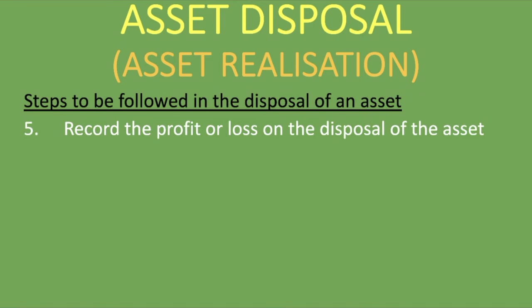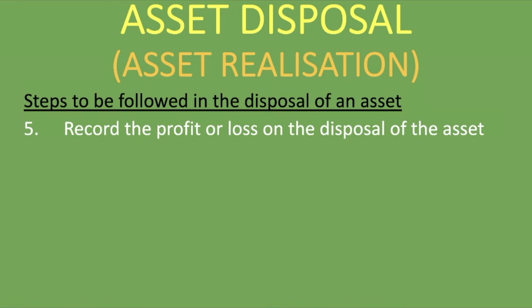Okay, let's do the last one, number 5, step 5. Record the profit or loss on the disposal of the asset. So here you might have disposed of this asset. Remember that profit is dependent on how much you sold it for versus the carrying value of this particular asset. If you sold it for higher than the carrying value of the asset, that's a profit. If you sold it for less than the carrying value of the asset, that's a loss.